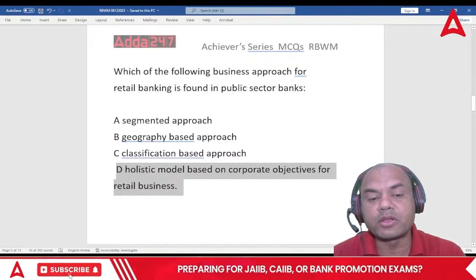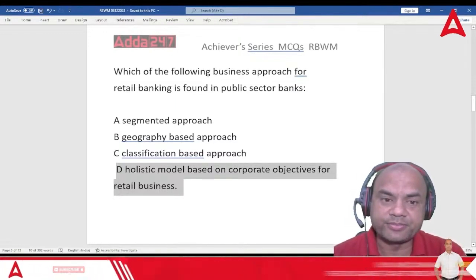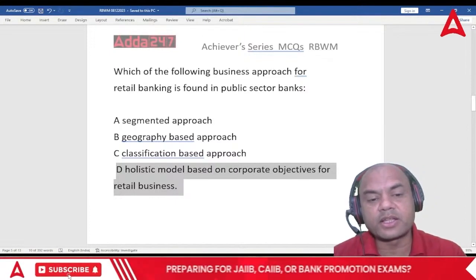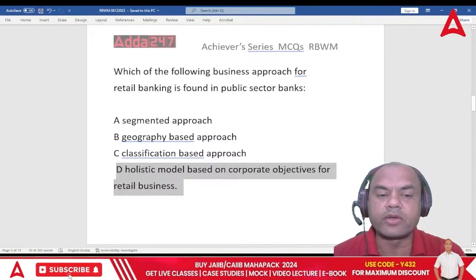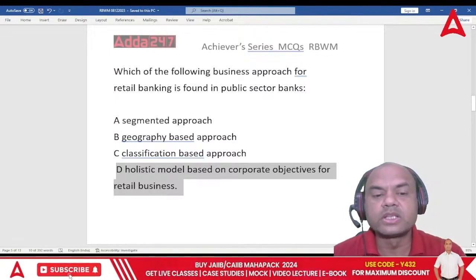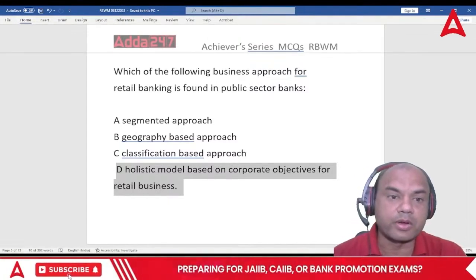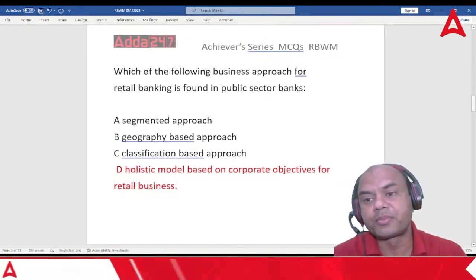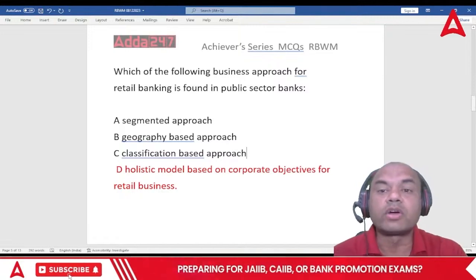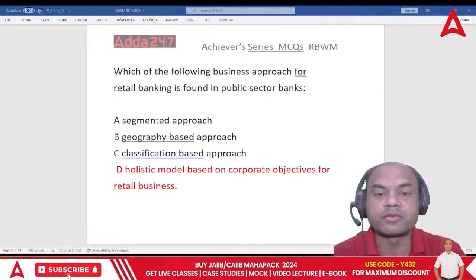Earlier, we had this model of classification based, geography based, everything we had it in our banks. Geography based also we added, classification based also we added, but now we are coming out of all these and now we are moving towards this. Holistic model based on the corporate objectives for retail business. So corporate objectives are important. What are corporate objectives? Corporate objectives means where I want my bank to be in coming years. What should be my net profit? That is my corporate objective.